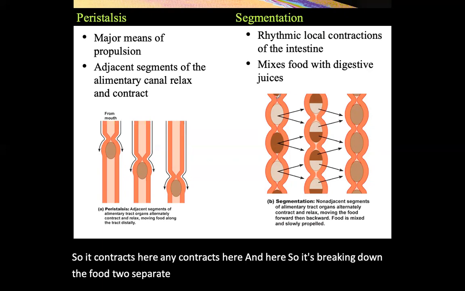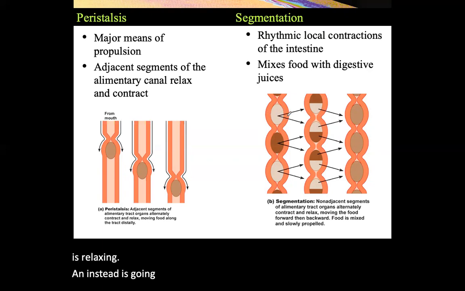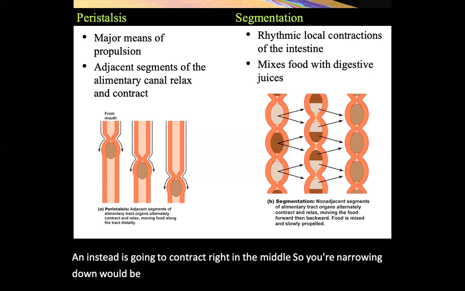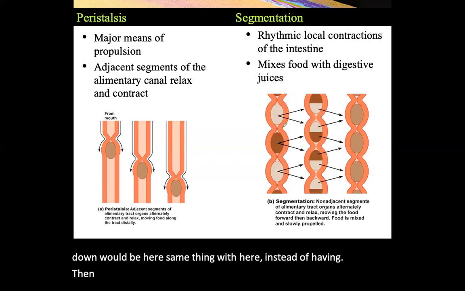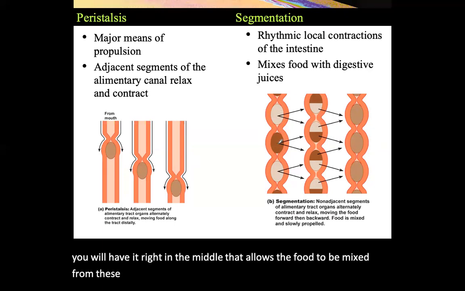But then this part right here and right here is relaxing, and instead it is going to contract right in the middle. So your narrowing would be here. Same thing with here. Instead of having the contraction of the smooth muscles here and here, you will have it right in the middle. That allows the food from these two compartments to be mixed together, and that allows better digestion of the food.